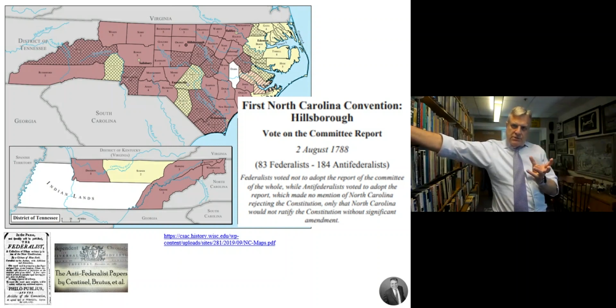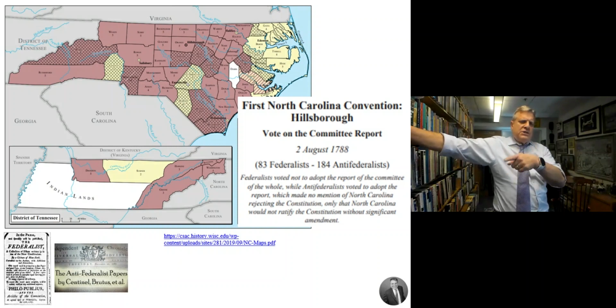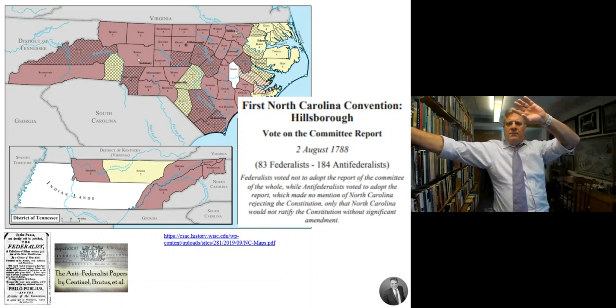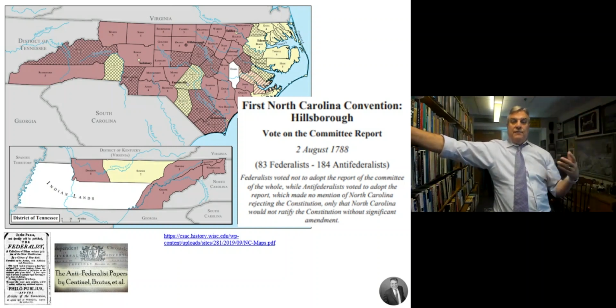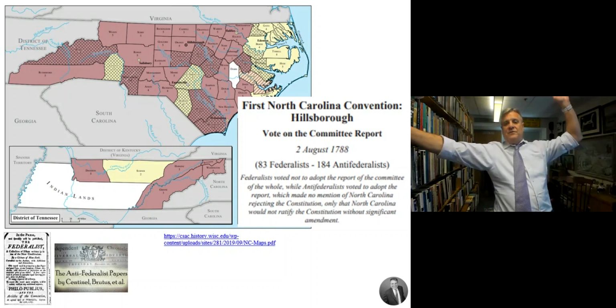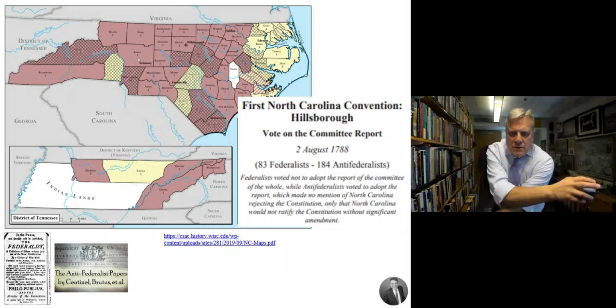So the Constitution, as we conceive of it, really is an agreement between the Federalists and the Anti-Federalists. What I'm showing you now is just a vote on the committee report, which is basically in favor of the Constitution. All in favor of the Constitution? This is August 2nd, 1788. Overwhelmingly in North Carolina, they say no. Why aren't they going to vote in favor of the Constitution? Because too much power is going to go to central government.